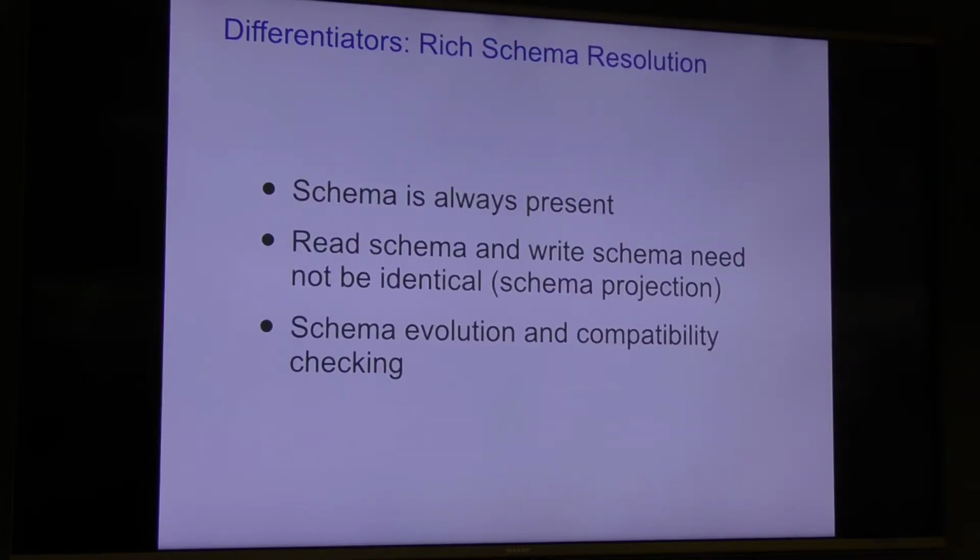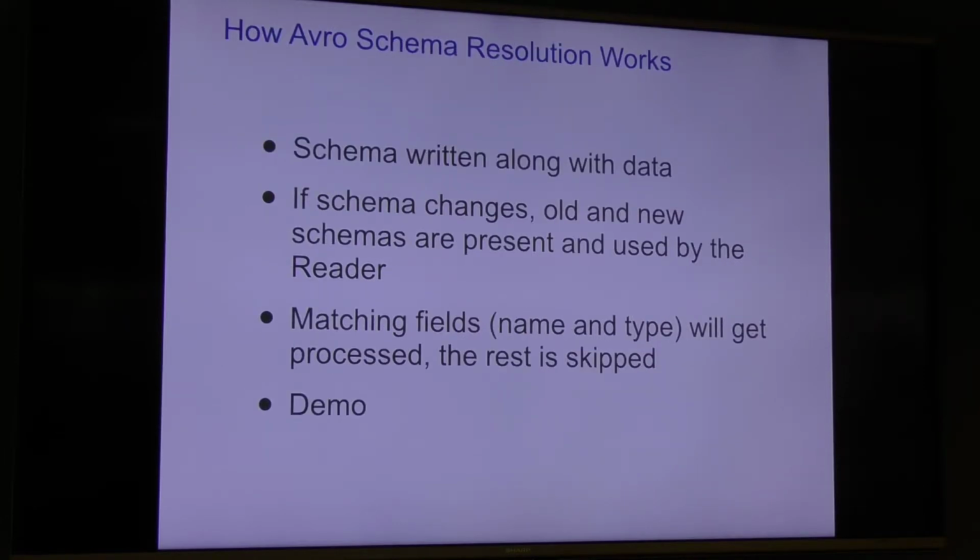Rich schema resolution. So with Avro, the schema is always present. The read schema and the write schema don't have to be identical. It does a projection, and if my test worked, if I didn't modify one of those files, it would have shown that you can do compatibility. And then it has that checking. So how does the Avro schema resolution work?